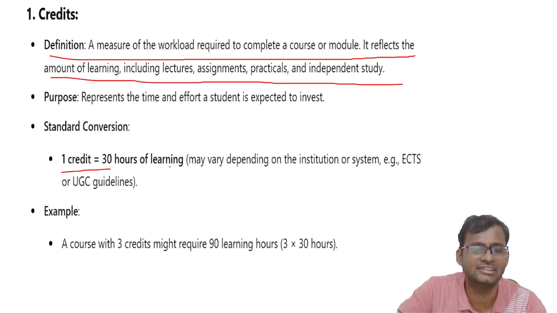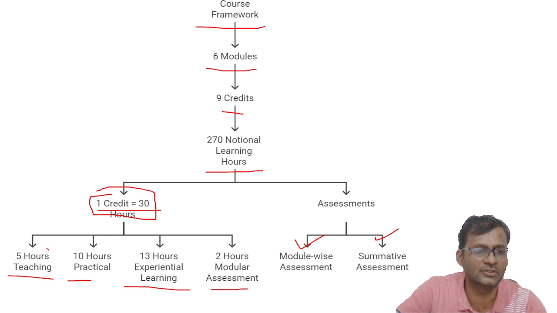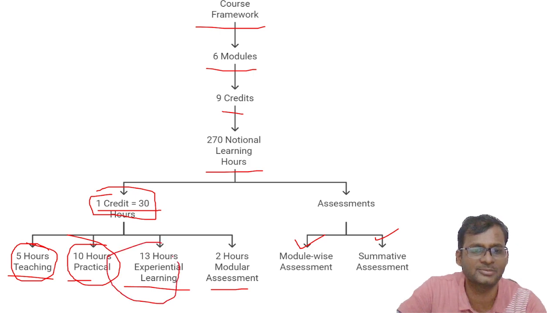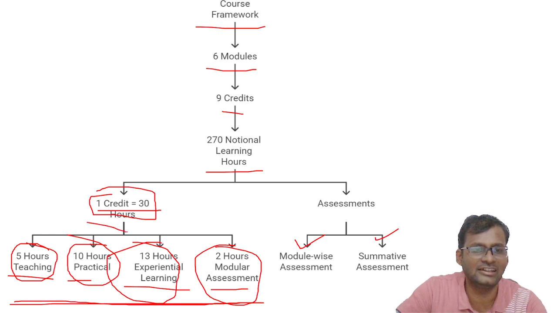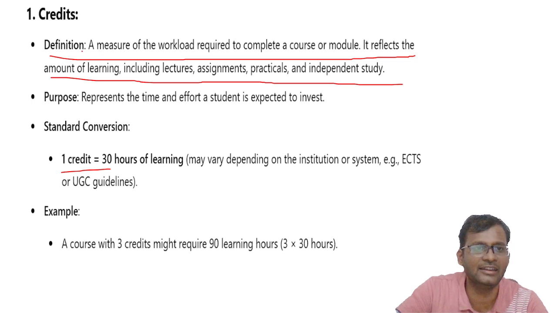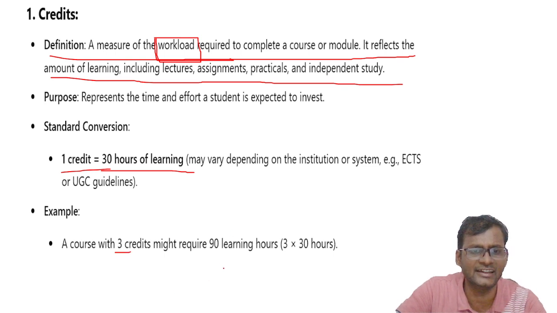If any PG scholar completes 30 hours of activities according to this, that is 5 hours of teaching, then 10 hours of practical, 13 hours of experiential learning, 2 hours of assessment, then it is equal to 1 credit. It basically measures the workload, not the giving of marks. That is, 1 credit is equal to 30 hours of learning. If 3 credits are there, then 90 hours of learning should be there.